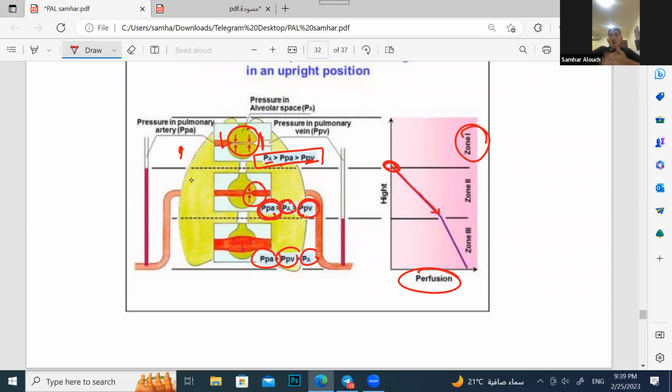At zone three, there is no compression. Look at how big the artery is, and so it has a very big blood flow. And look how much blood flow.